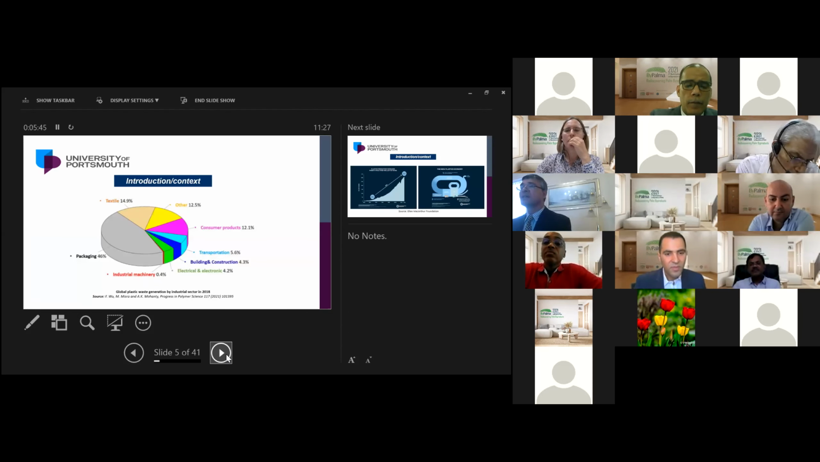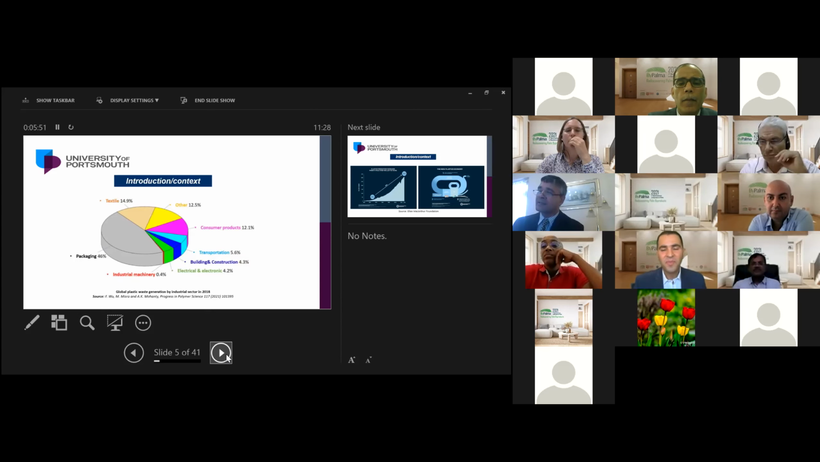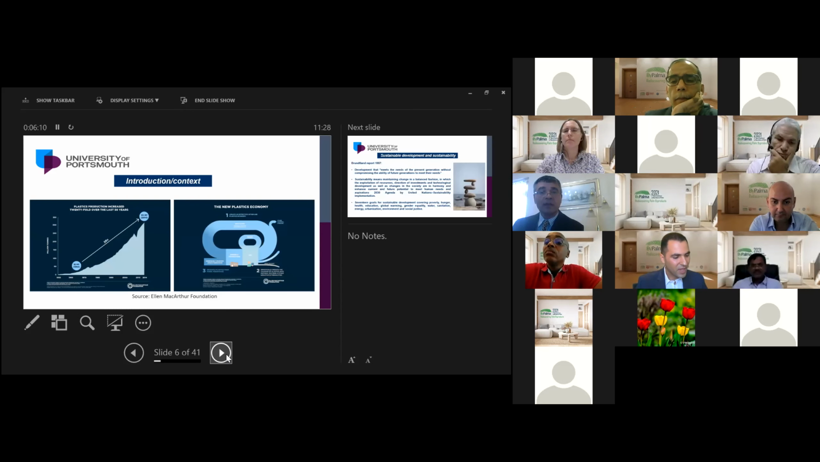So just looking at the scenario of plastic packaging, you can see here 46% of materials are used in packaging materials, and the use of plastic generated by industrial sector in 2018. So you can see textile, and then obviously there are other areas, transportation or building and construction. Packaging is the big area that consumes plastics. So going back to that diagram.